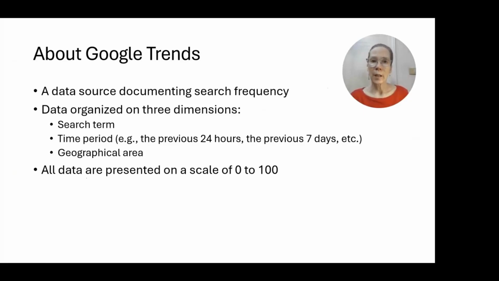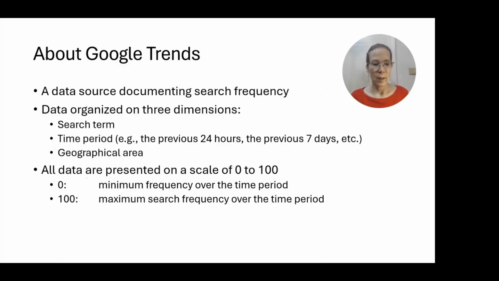All data in Google Trends are presented on a scale of 0 to 100. And so this is very important for you as you interpret what you see. 0 doesn't necessarily mean that there was no search activity whatsoever. It simply means that the data have reached their minimum frequency over the given time period. And 100 likewise means that the data have reached their maximum search frequency over the given time period.